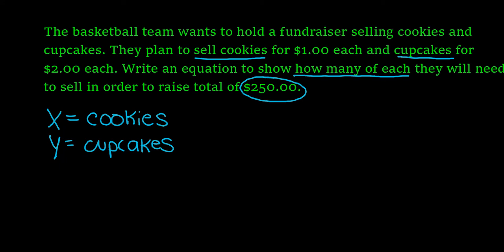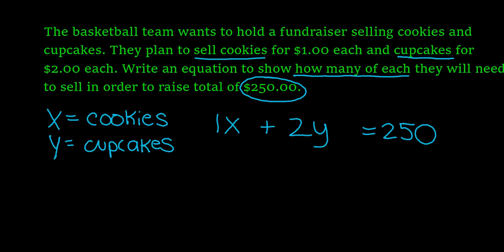So I'm going to take these variables, x representing the amount of cookies I sell and y representing the amount of cupcakes, and I'm going to write an equation. That equation is going to need to total $250. Whatever I sell has to end up equaling $250. Well, I'm going to make $1 for every cookie, and I can write that as 1 times x. And I'm going to make $2 for every cupcake, and I can write that as 2 times y. So I can say that $1 for every cookie plus $2 for every cupcake has to equal $250.